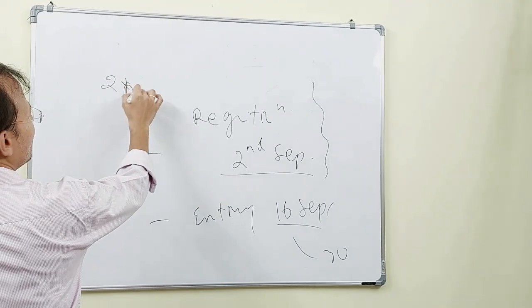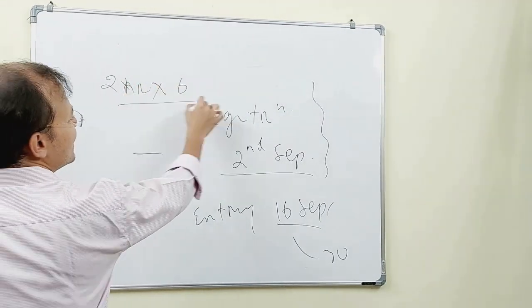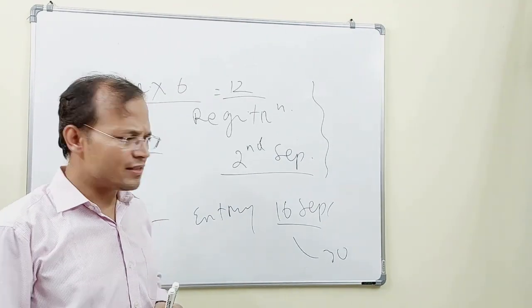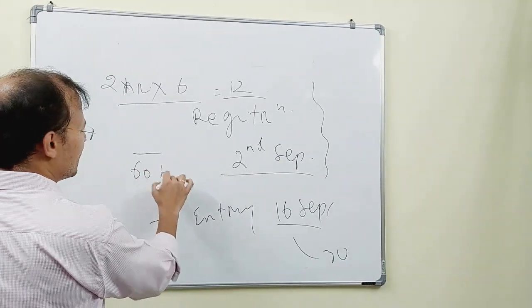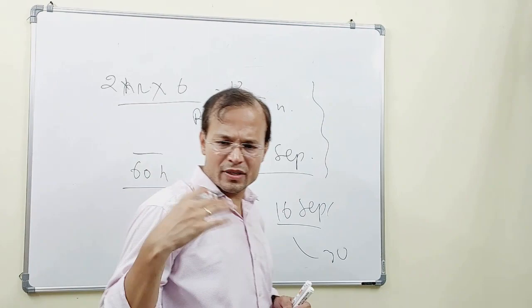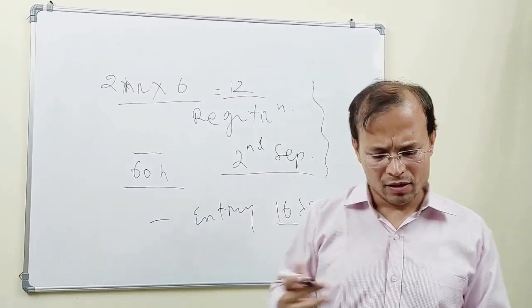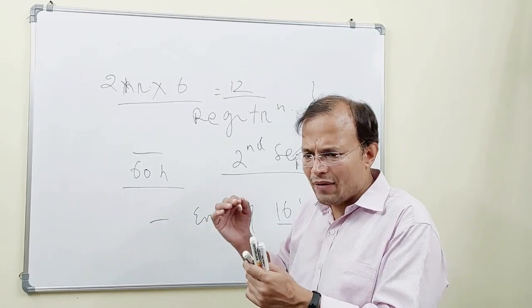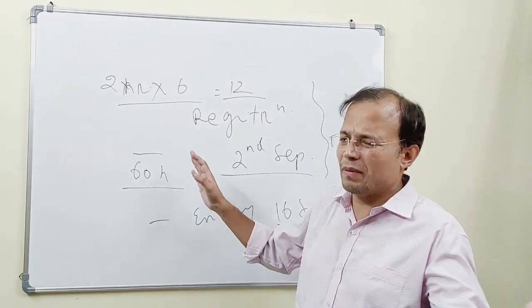But again, 2 hours every day, 6 days a week, is 12 hours each week, and then there is a 60 hours syllabus for each subject. So 60 plus 60, 120 hours would be the entire board. This is just an approximation. It can be slightly more, and I believe it will be slightly more, but it won't be less than that.